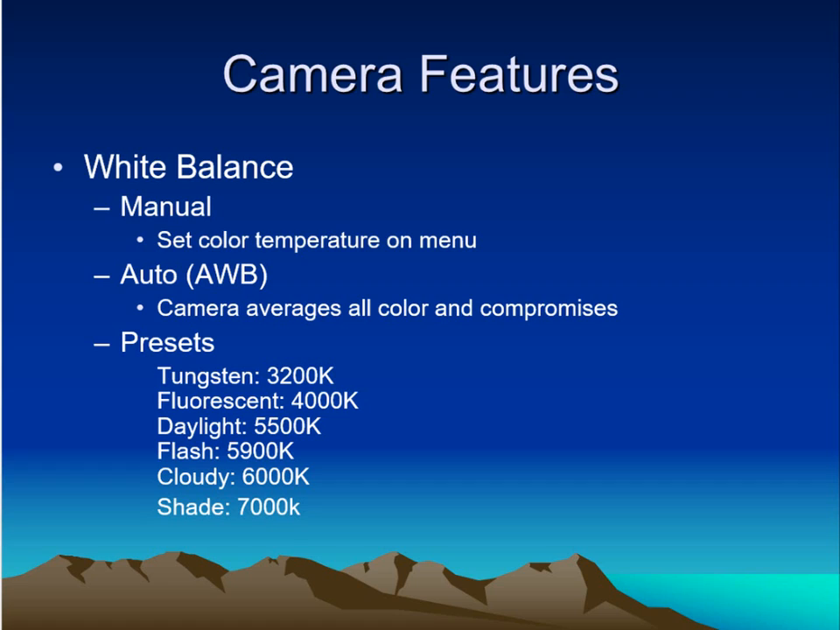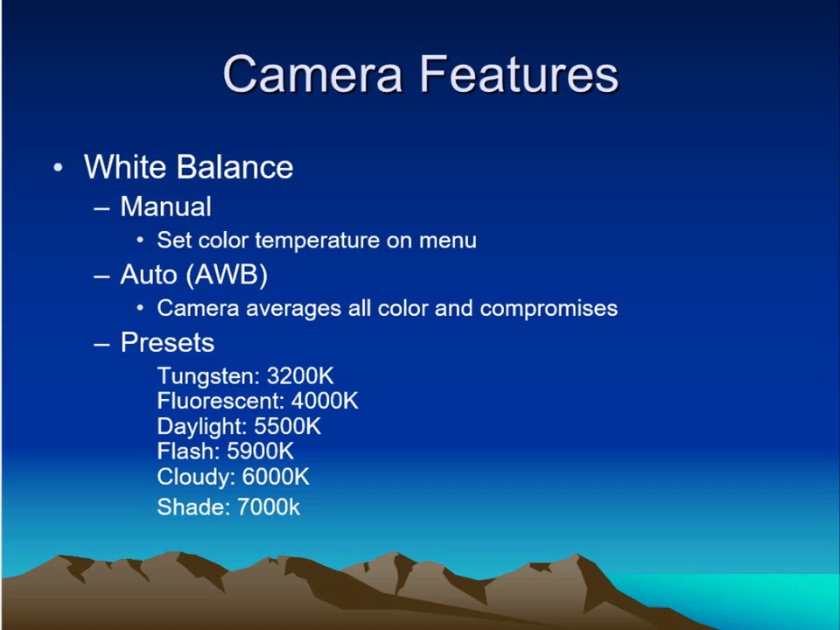Manual white balance means you set the color temperature in the menu. And I used to use this a lot when I was doing commercial photography. I'd go inside somewhere, let's say a manufacturing plant. I had a color meter and I would measure the color temperature inside there.